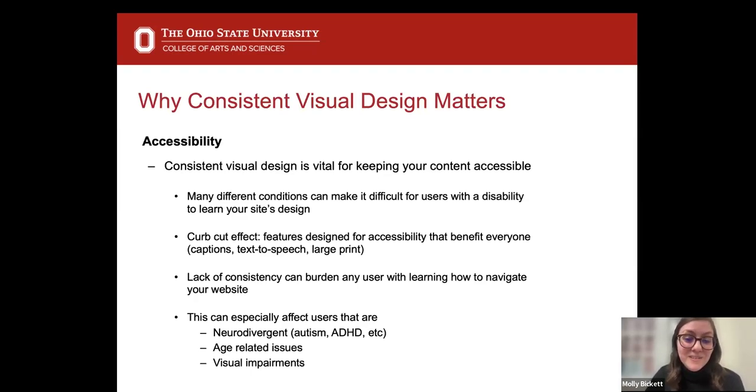We talk a lot about digital accessibility in this group and at the college, and how important it is from an equity standpoint that all of our websites function consistently no matter who the user is. The visual design of the site is a huge part of that digital accessibility, and everything that Zach just talked about can play a role in that experience. The lack of consistency can burden any user with learning how to navigate your site, but it can especially be true for users that are neurodivergent or have age-related issues or visual impairments.